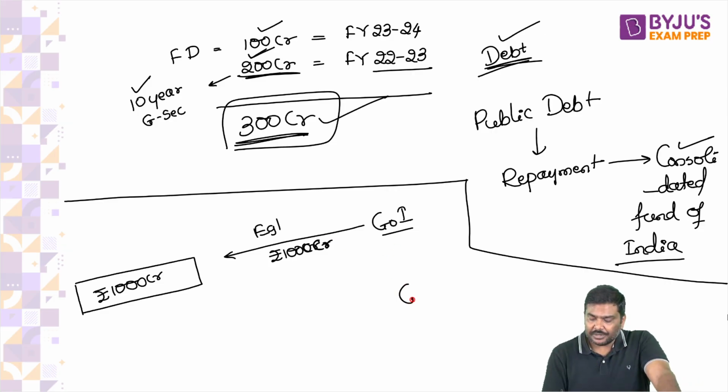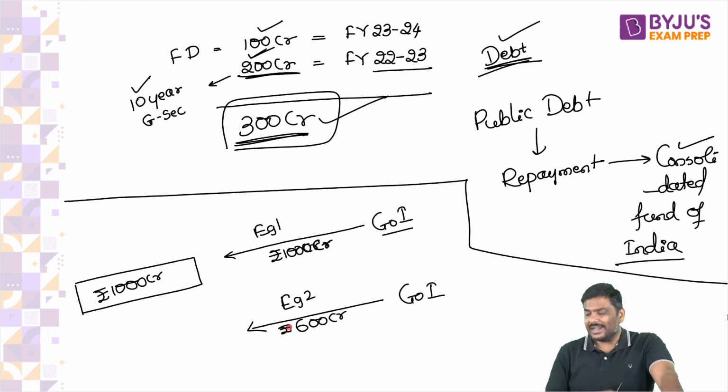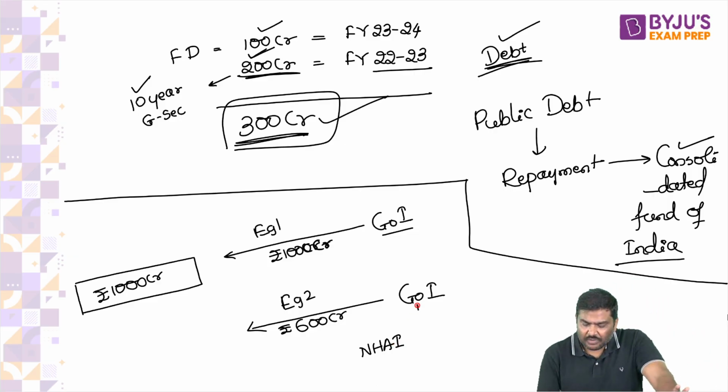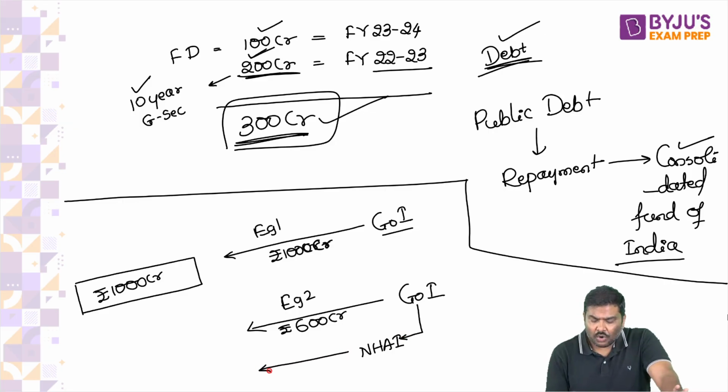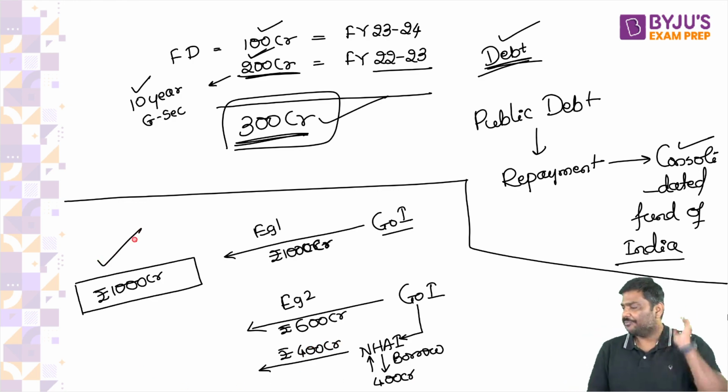Example 2, this is important. Government of India will allocate 600 crore rupees for construction of the road. But 1000 crore rupees is required. So there is an authority by the name of National Highways Authority of India, NHAI. Government of India will tell NHAI to borrow 400 crore rupees and use it to construct this national highway.